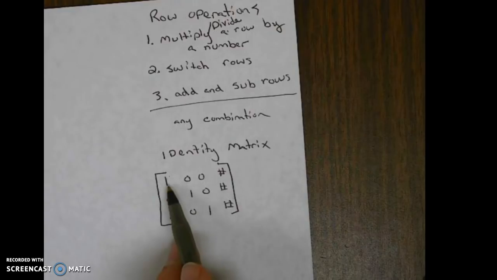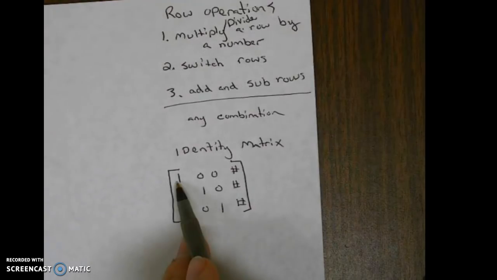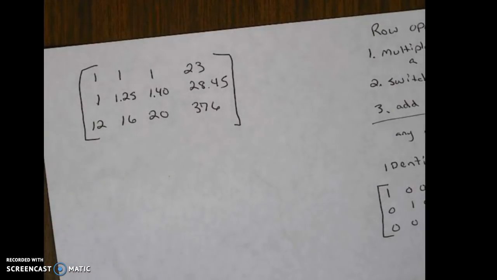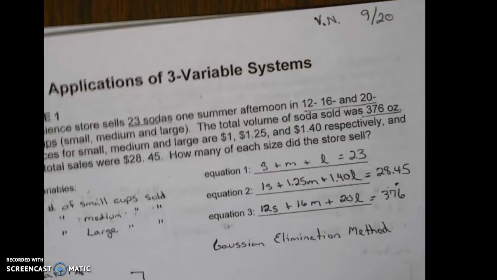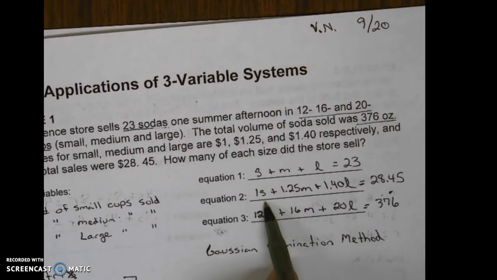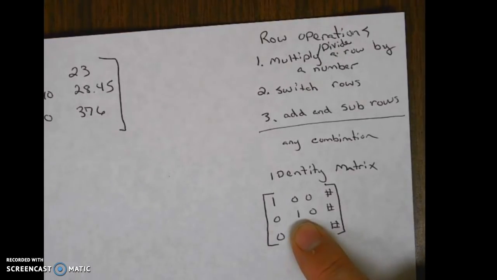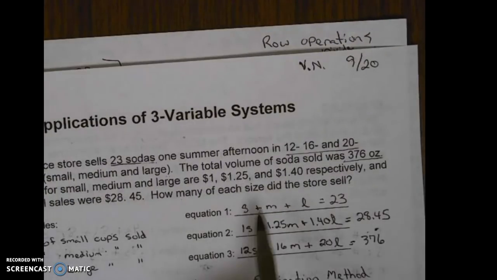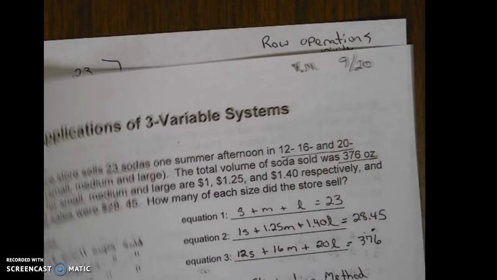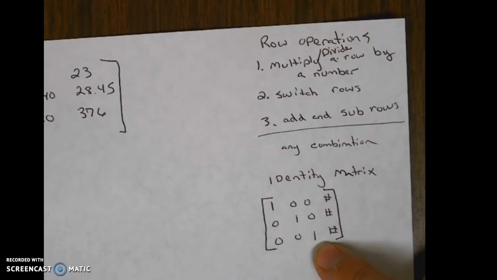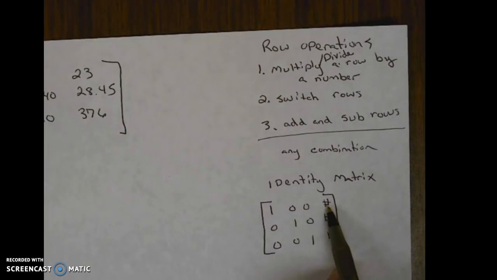So let me explain what each one represents. The first column, looking back at our system, is going to represent how many small sodas were sold. The second column, the 1 in the second column, is going to represent the medium cups. How many medium cups were sold? And then finally the third column is going to be large. So the number over here will tell you how many.